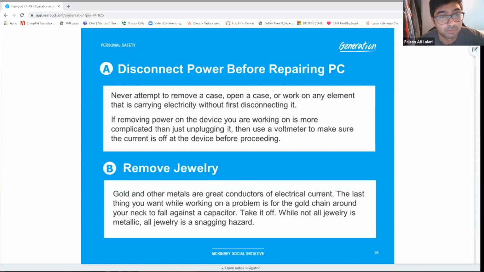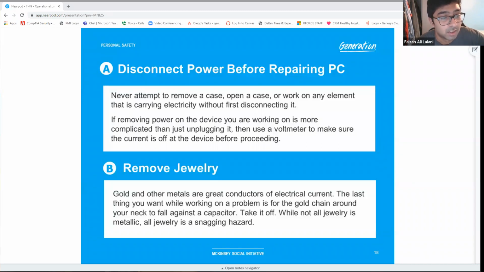Disconnect power before repairing a PC. Never attempt to remove a case, open a case, or work on any element that is carrying electricity without first disconnecting it. If removing power on the device you are working on is more complicated than just unplugging it, use a voltmeter to make sure the current is off at the device before proceeding.